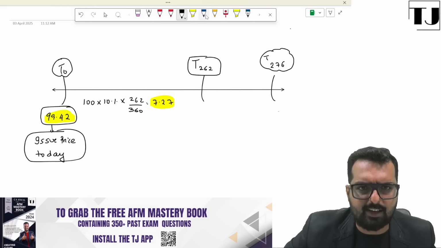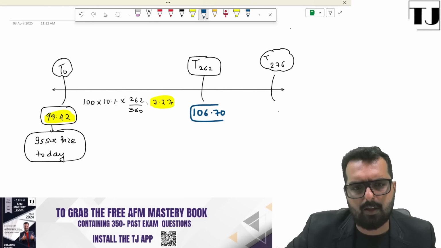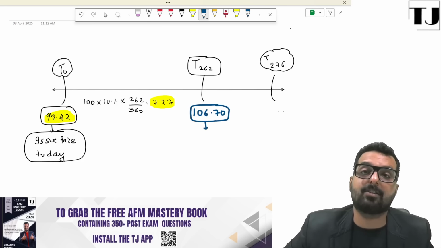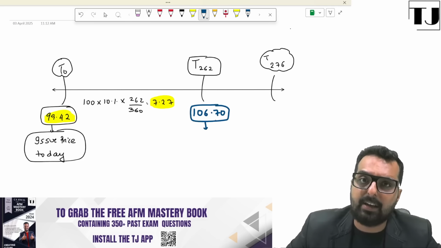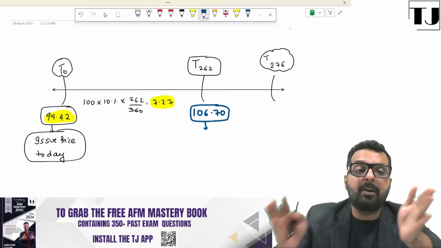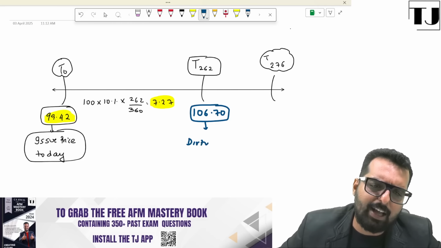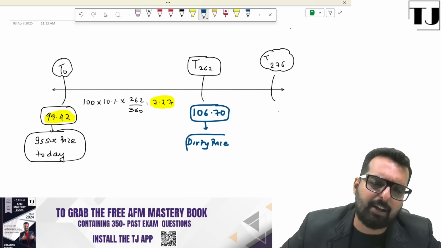Do you get the answer as 106.7? That 106.7 is nothing but your issue cost along with the accrued coupon for 262 days. This is what we call the dirty price.